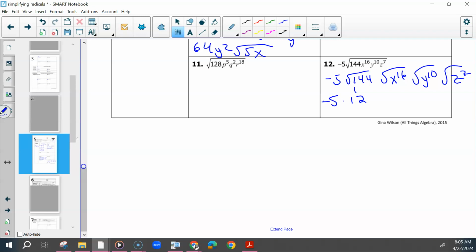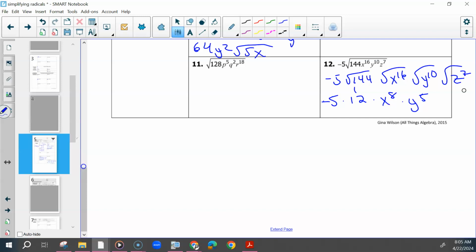Okay. X to the 16th, what would the square root of it be? X to the 8th. What about the square root of y to the 10th? Y to the 5th. Z to the 7th. You could break that down or do it in your head.